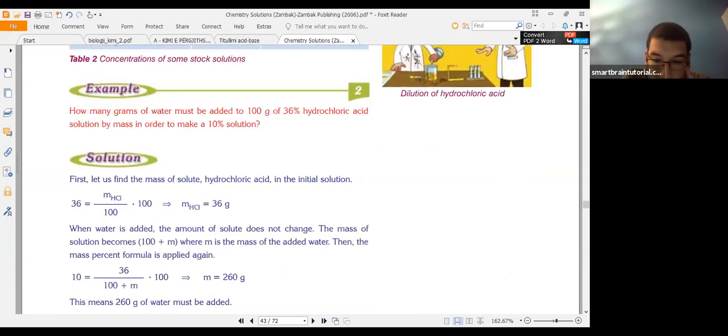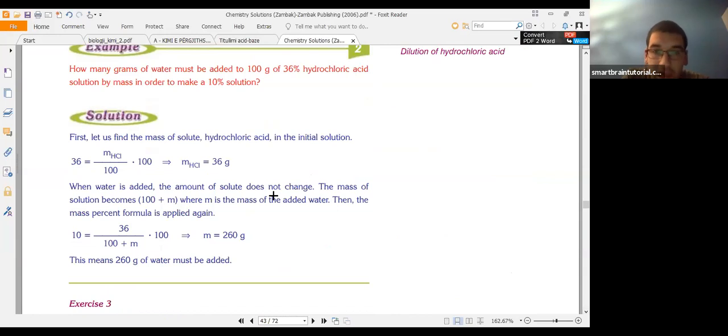So here we have a solved exercise. The question is very similar. In this exercise we will find how many grams of water must be added to 100 grams of 36% hydrochloric acid to produce a solution with percentage 10%.